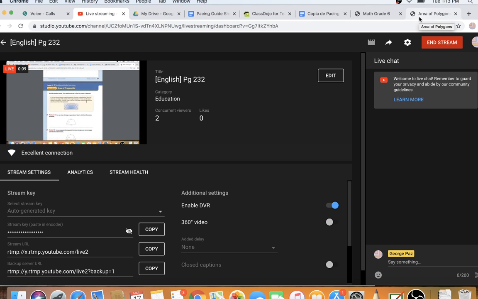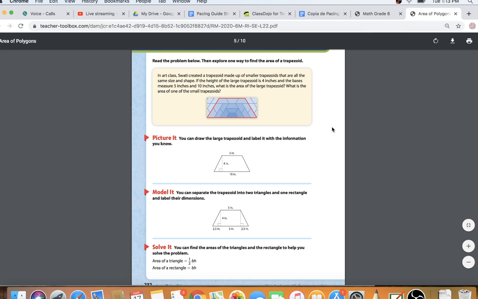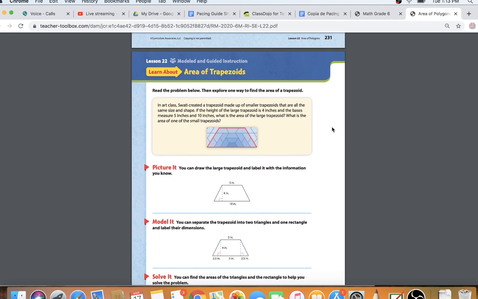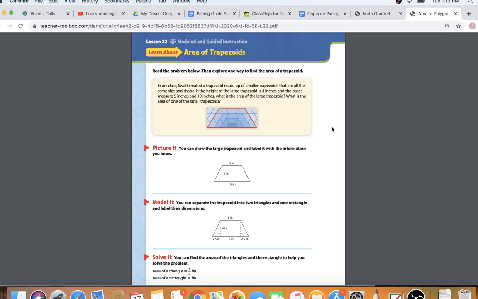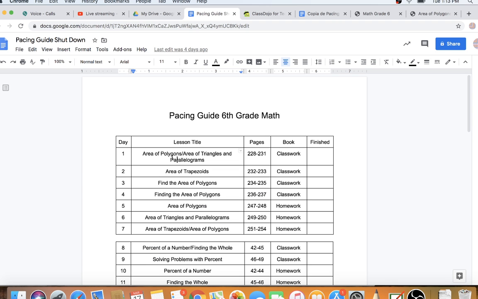Let's see. This one is for page 232 in our workbook. It should be day 2, so it should be on there. We have trapezoids, day 2, pages 232 and 233. We'll do 232 first, then we'll do 233.